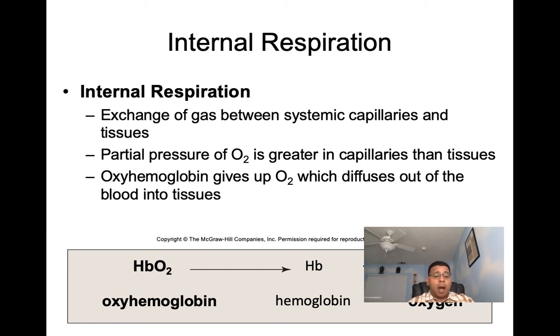Oxyhemoglobin gives up its oxygen, which is going to diffuse out of the blood and into the tissues because the PO2 in our tissue fluid is going to be lower than that of our blood. So this will cause our oxygen to jump from the blood into our tissues. You see that right down here as well, the separation of oxygen from hemoglobin. So here we can see oxyhemoglobin giving up its oxygen, which is going to diffuse out of the blood into the tissues, again, because PO2 in our tissue fluid is lower than that of our blood.